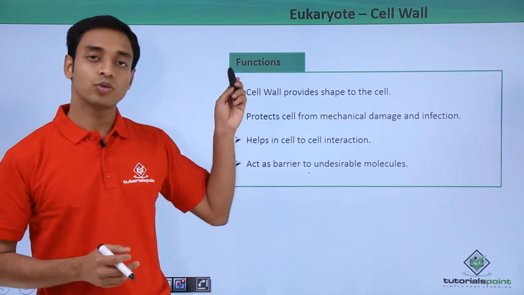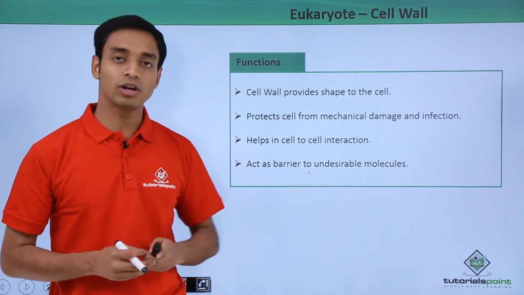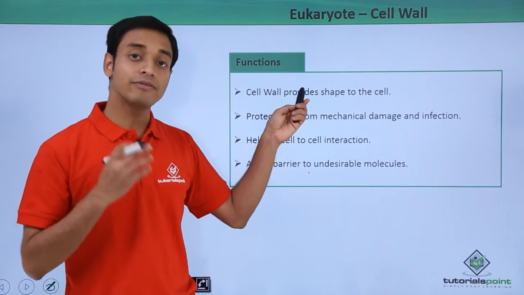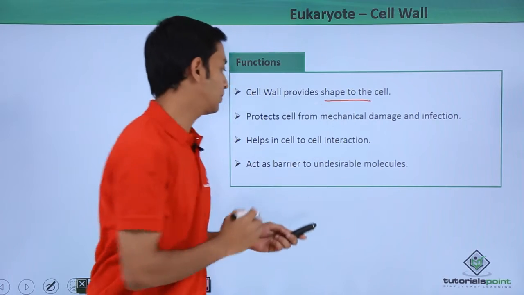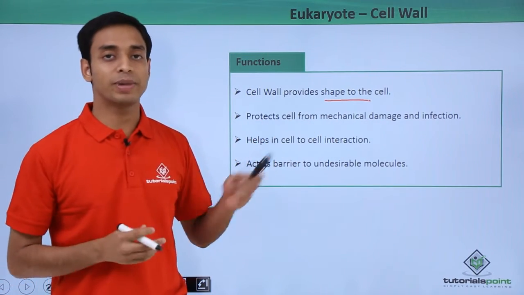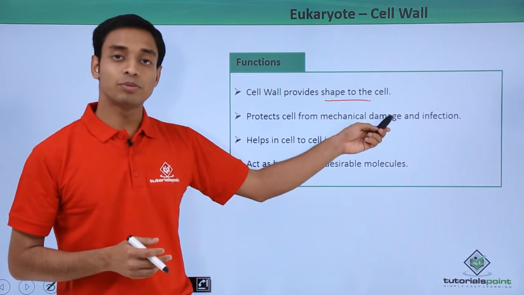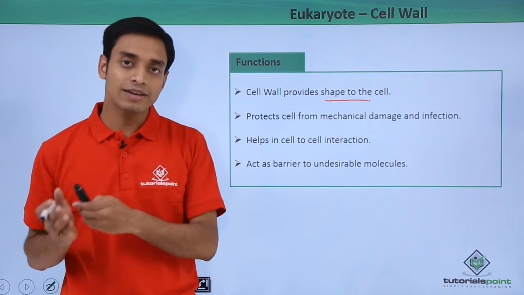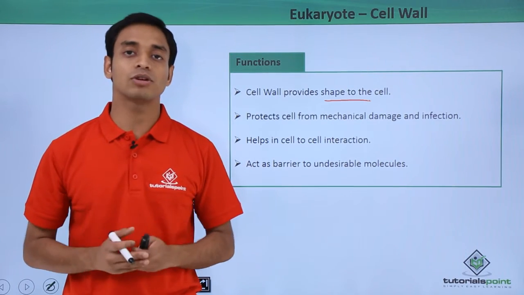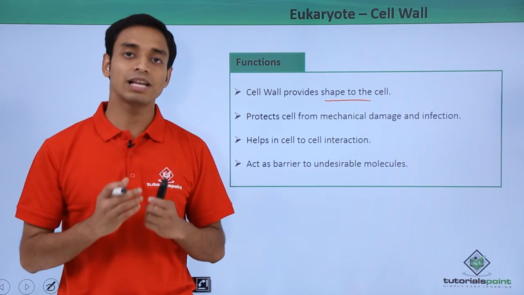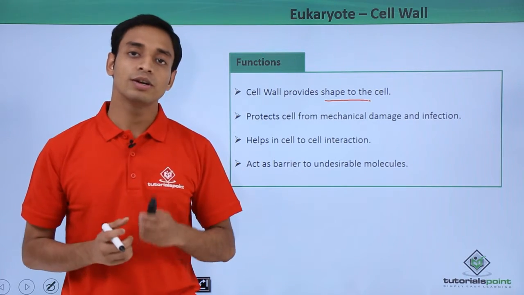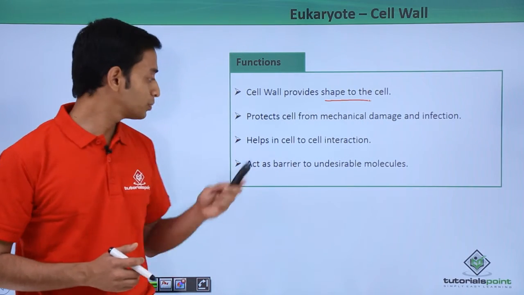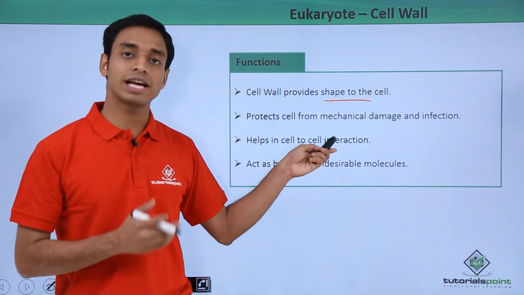Now let us take a look at the major functions played by the cell wall of the eukaryotic cells. The cell wall, as we know, provides protection and, very importantly, provides shape to the cell. So it protects the cell from various types of mechanical injuries as well as from infection. Because of the presence of cell walls, plants are protected from various types of fungal and viral infections. So the cell wall gives a protective outer covering because of which they are protected from mechanical damage as well as infections also.